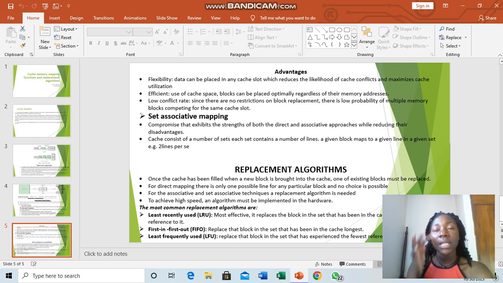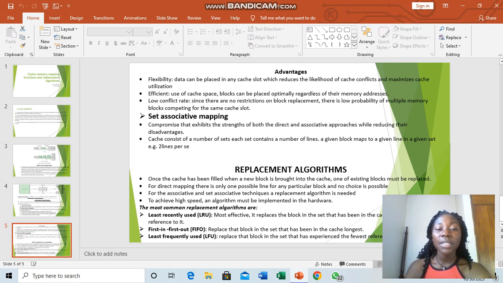Now we're going to talk about another design element, which is the replacement algorithms. Once the cache has been filled, when a new block is brought into the cache, one of the existing blocks must be replaced. For direct mapping, there is only one possible line for any particular block, so only one choice is possible. For associative and set associative mapping, a replacement algorithm is needed. To achieve high speed, the algorithm must be implemented in hardware.